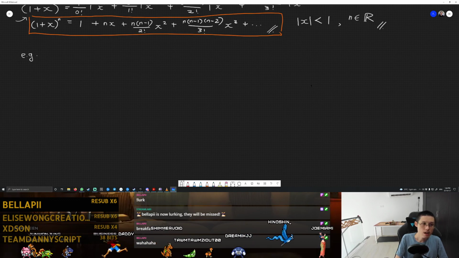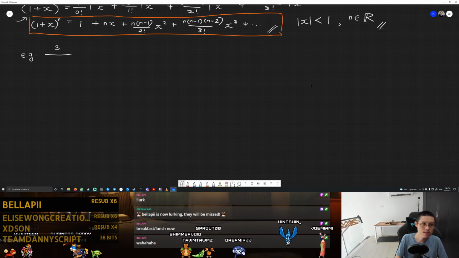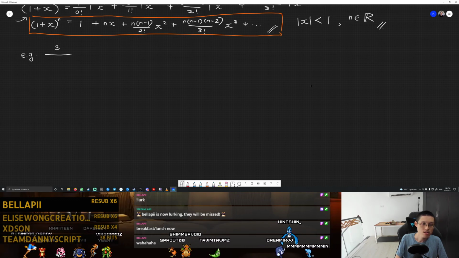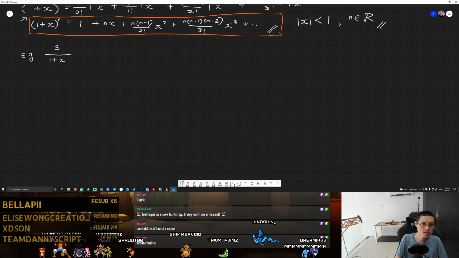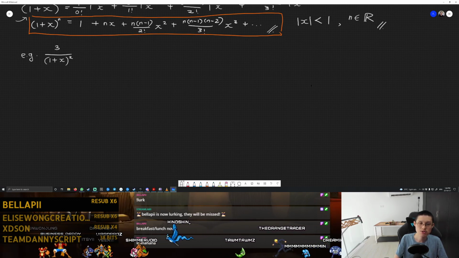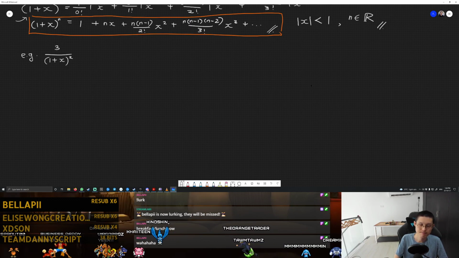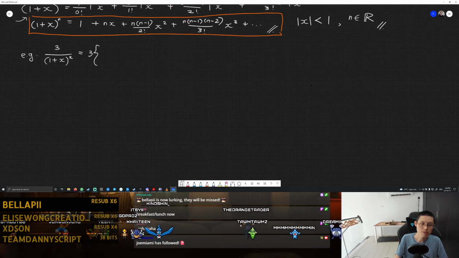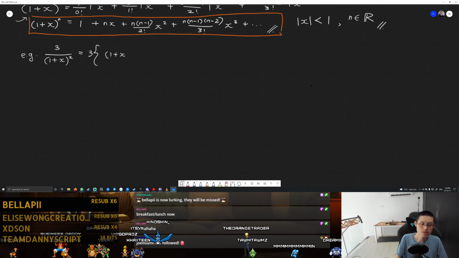Let's say we have 3 over 1 plus x squared. Okay, and then they say find the first 3 terms of the expansion. So what you want to do is you take the 3 out, and then essentially you're left with 1 plus x to the power of minus 2. Okay, and then now you can expand this using the general binomial expansion.